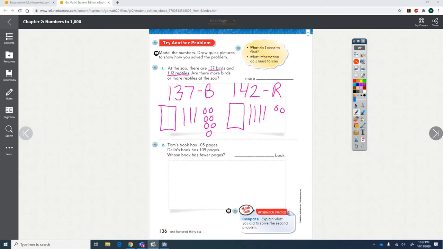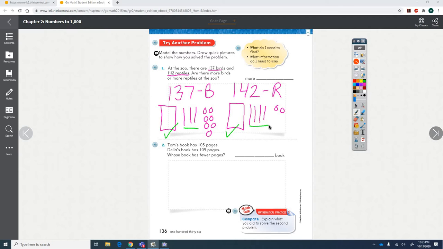So if I look at these two numbers now that I've drawn them with blocks, I'm going to start with the hundreds. That's how I always compare numbers. I start with the biggest and then I go to the smallest. So if I look, I see they both have 100. And that's the same. Neither one of those is less or more because it's the same. So I need to go to the tens.